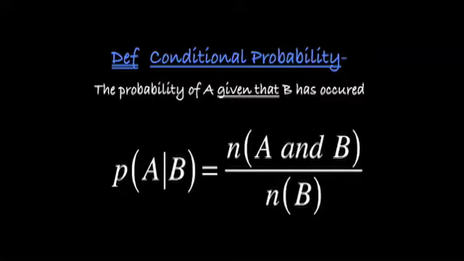given that B has occurred. That's the number of outcomes that are in A and B divided by the number of outcomes in B. In this definition, something has happened or something is known, and that is B. We are asking what's the likelihood of A given that B has occurred.